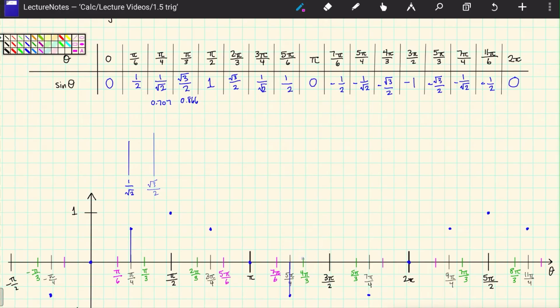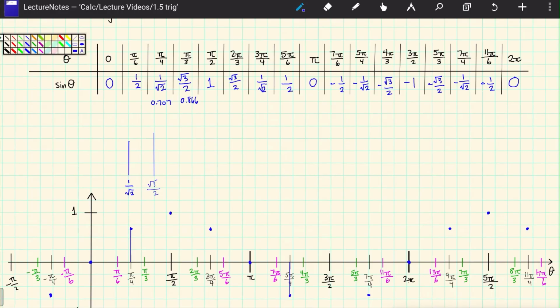8 pi over 6 is the same as 4 pi over 3. 9 pi over 6 is 3 pi over 2. 10 pi over 6 is 5 pi over 3. And then I have 11 pi over 6. And then 2 pi is 12 pi over 6. Then there's 13 pi over 6, 14 pi over 6, 15 pi over 6, 16 pi over 6, 17 pi over 6. Okay, back in the negatives, here's negative pi over 6. All right. This is sorting out axes.